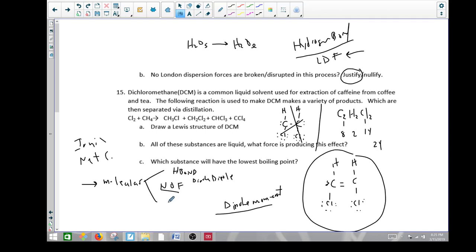Symmetry, however, can shut it off entirely. So that is always something that you want to discuss if it's a factor. It's nonpolar because it's symmetrical. That's more important than maybe not having one of these.